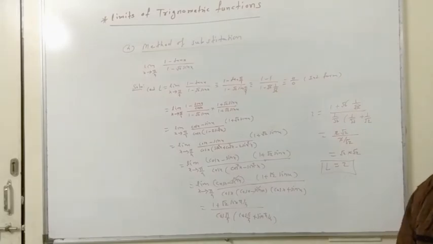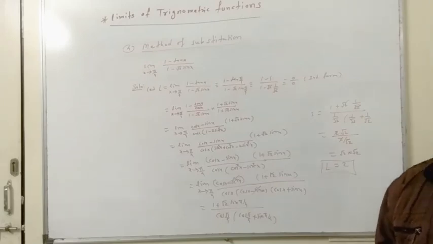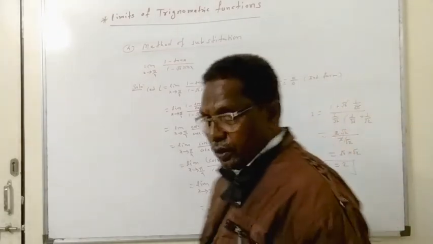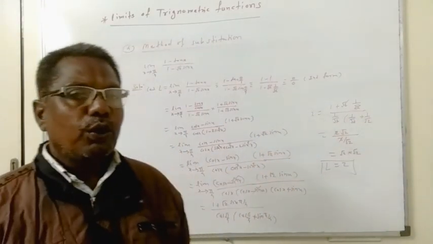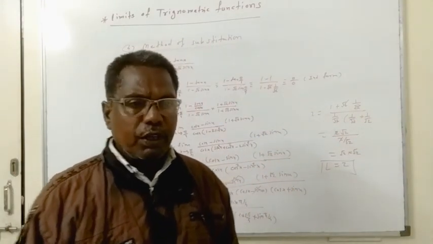First is the direct method. Second, you think of the standard formula. Third is the use of trigonometric identities and factorization. And the fourth method is the method of substitution. So this is the concept to evaluate the limit of trigonometric functions.